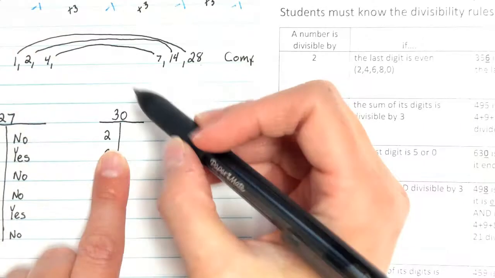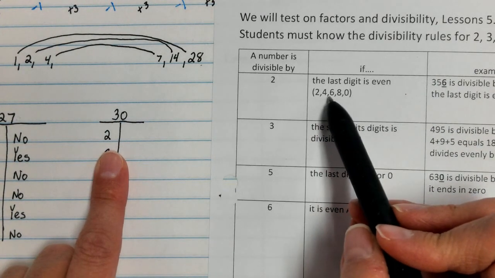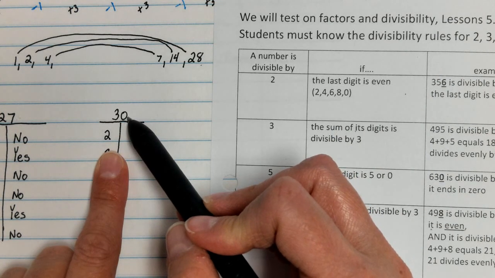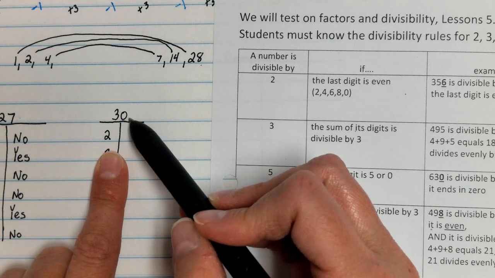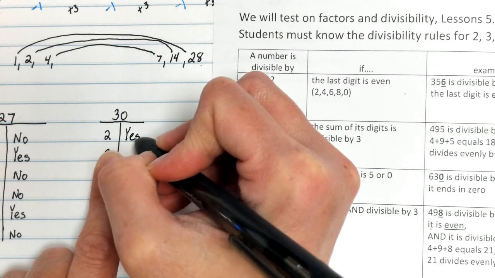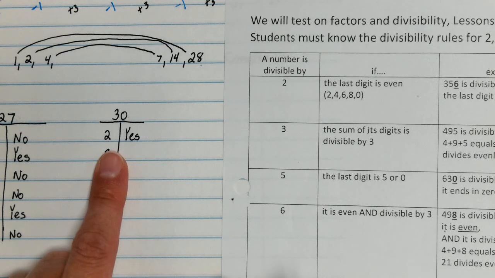Okay? All right. So, even numbers are 2, 4, 6, 8, and 0. Is this a 2, 4, 6, 8, or a 0? 0. Yes, it is. So, yes, 30 is divisible by 2, or 2 is a factor of 30. So this is yes. An even number is a number that I can divide into 2 equal groups, and I don't have any left over.